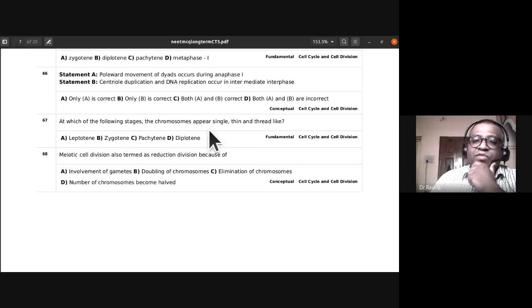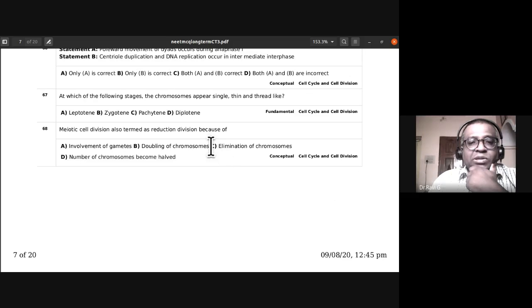67th, at which of the following stages do the chromosomes appear single, thin and thread-like? Leptotene. Meiotic cell division is also termed as reduction division because of number of chromosomes being halved. This is the answer.